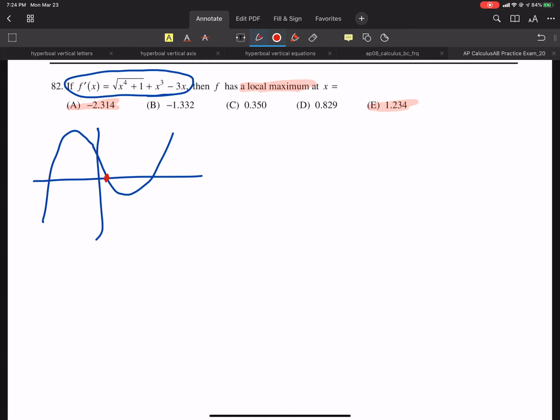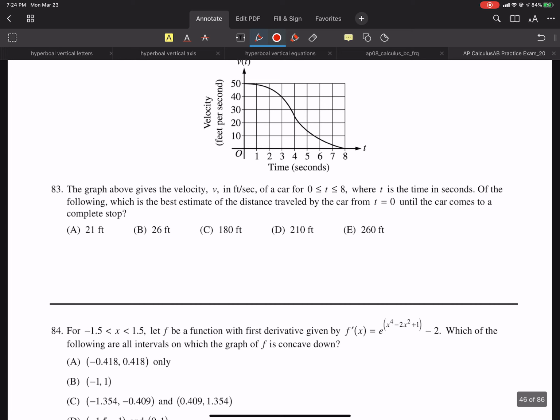And I get 0.3501. Bam. As easy as that. So just realize it's the derivative changes positive to negative. They give me the derivative, I just graph it. That's an easy problem.